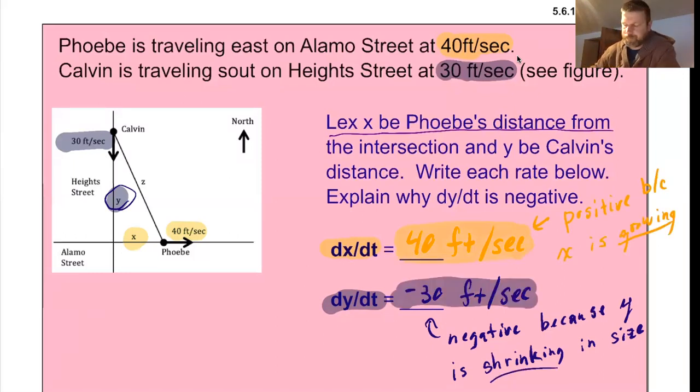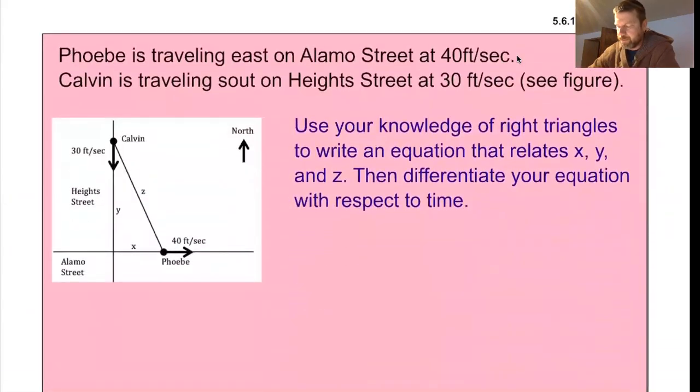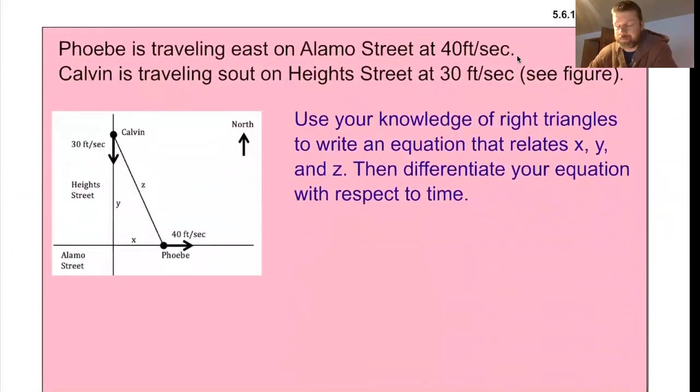All right, next question. Same problem, different question. Now the question is saying use your knowledge of right triangles to write an equation that relates x, y, and z, then differentiate your equation with respect to time. All right, so I've got a right triangle here.